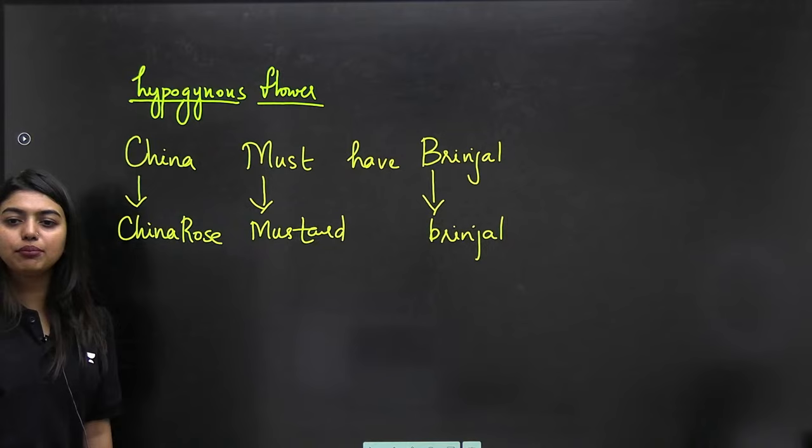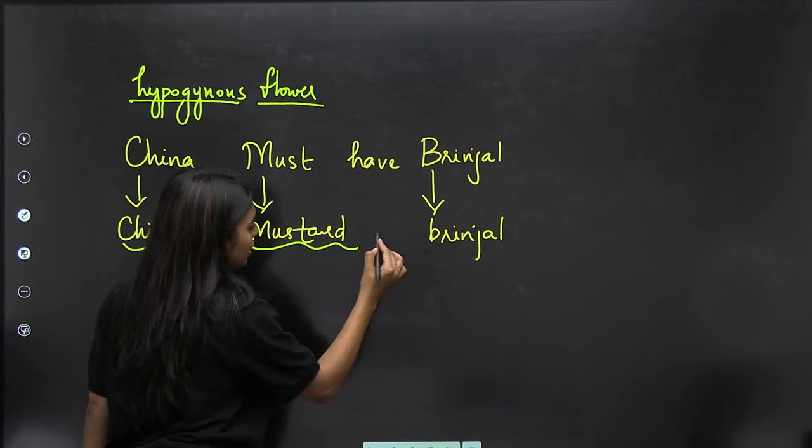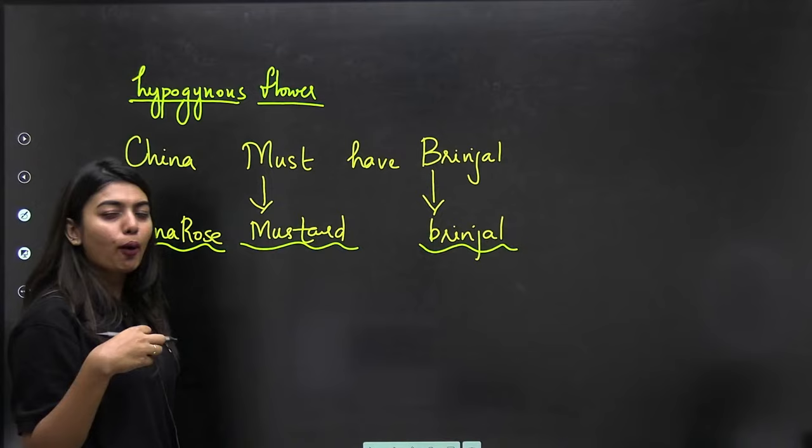Students, don't give away the suspense. We will give it slowly. Those are my students who attended the special class, that's how they know the trick. So, China rose, mustard and brinjal: hypogynous. You're going to think hypo, superior, think of China's population being high. It was once high. So, highest population, hypo. Fine.